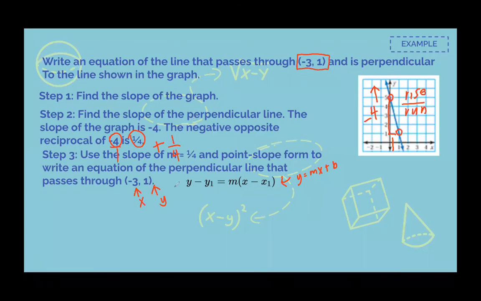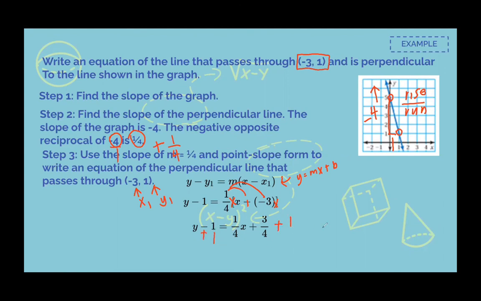So y minus y1, so y minus 1 equals m, which is 1/4, times x minus x1, which would be x minus -3. So cancel out these brackets by simplifying it to x plus 3. In this case, I already made this x plus 3, then distributed 1/4 to x plus 3. Now you have y minus 1 equals 1/4 x plus 3/4. And now you can add 1 to both sides.